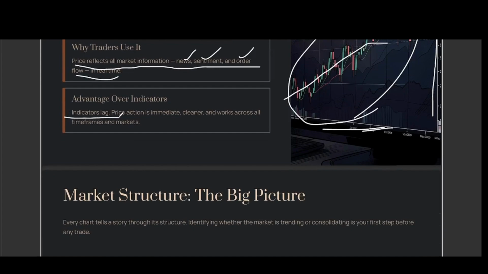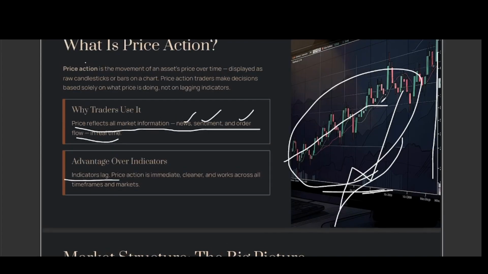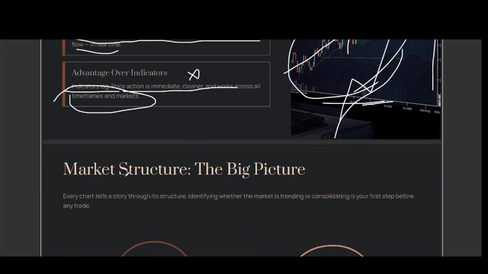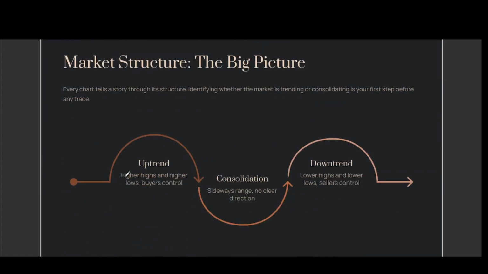Indicators are generally lagging. Once the market has made the move, then the indicator starts applying. Let's take RSI with a setting of 9. It gives the last 9 candles' average. So once the next candle is formed, after that RSI gives the confirmation. Indicators are very laggy, but price action is very clean and it works across all time frames and all the markets. Next, what is market structure?